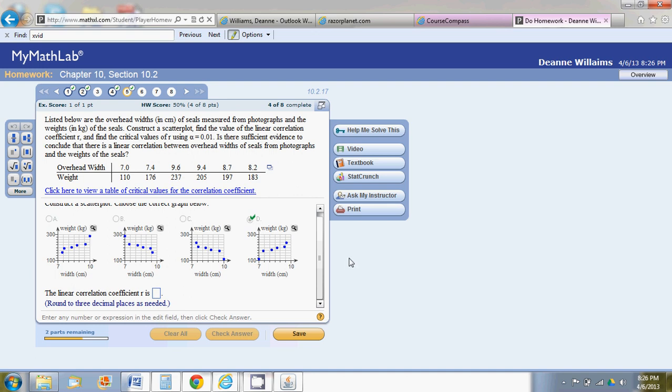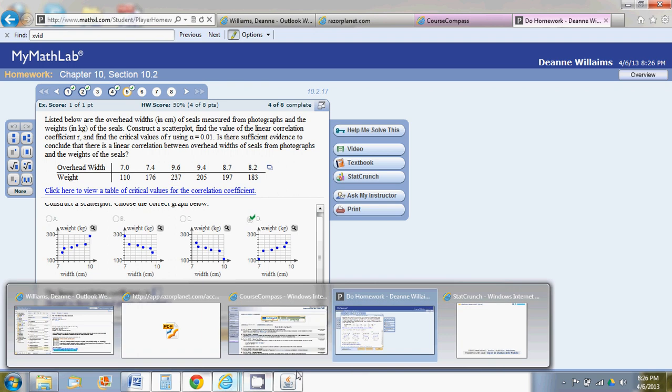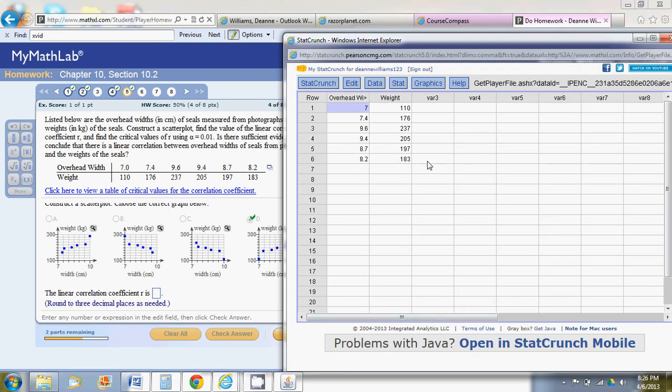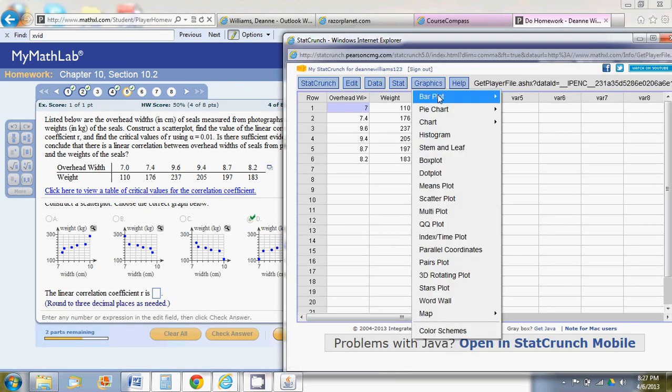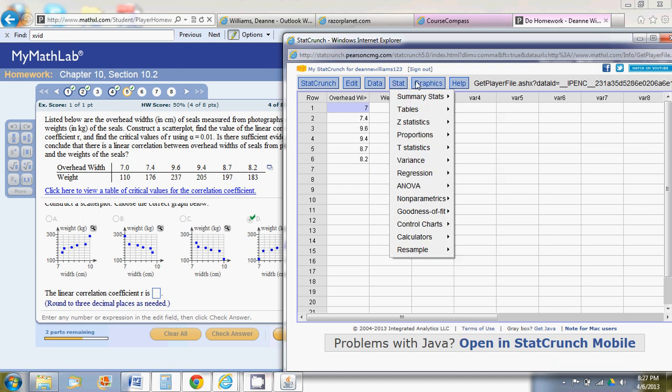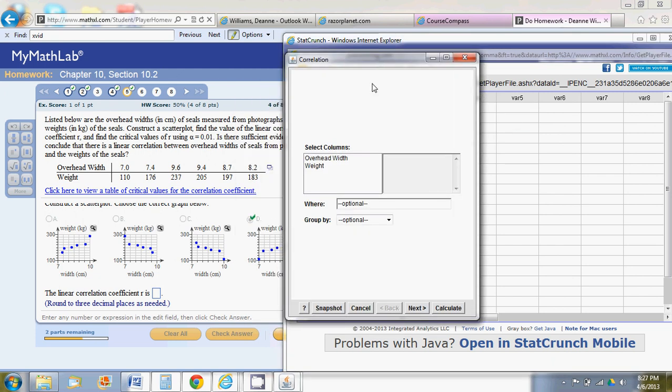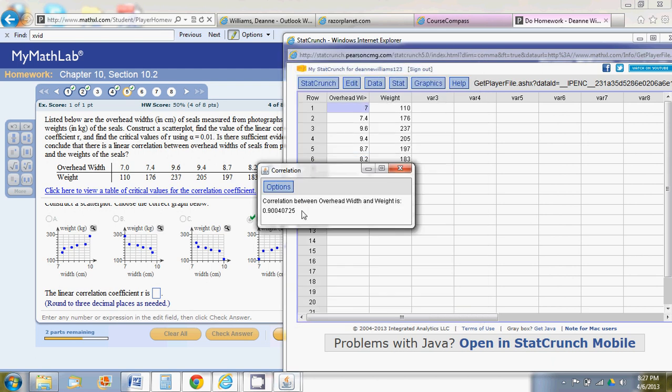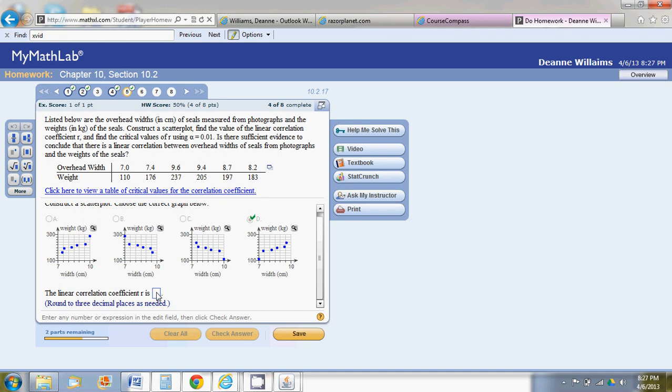We also need to calculate the correlation coefficient. So if we open StatCrunch back up and we go to summary stats, correlation, and open that, and we want to correlate overhead width and weight to see if there's a linear relationship between them, hit calculate, and it gives us our correlation coefficient right there. We are rounding to 3 decimal places, so we'll type in 0.900.